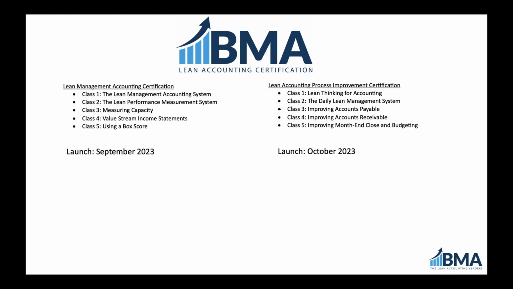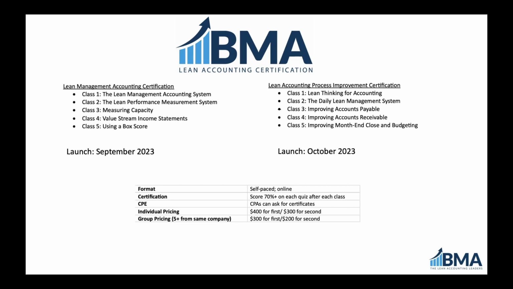So, the general details, these are going to be self-paced online courses. You become certified by completing a 10-question multiple choice quiz at the end of each class. And then you get certified, not for every class, but just for lean management accounting or lean accounting process improvement. If you are a certified public accountant, you can also ask for continuing education certificates.